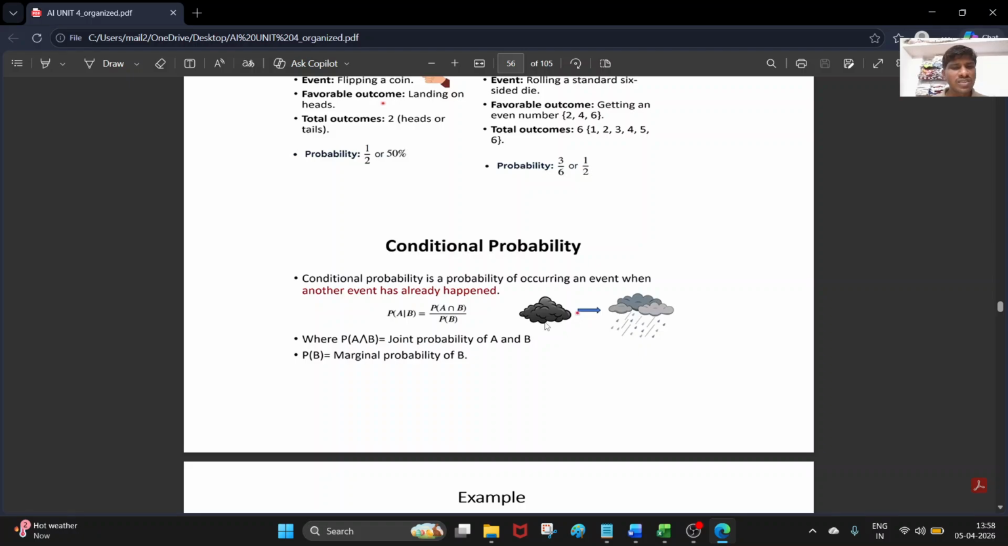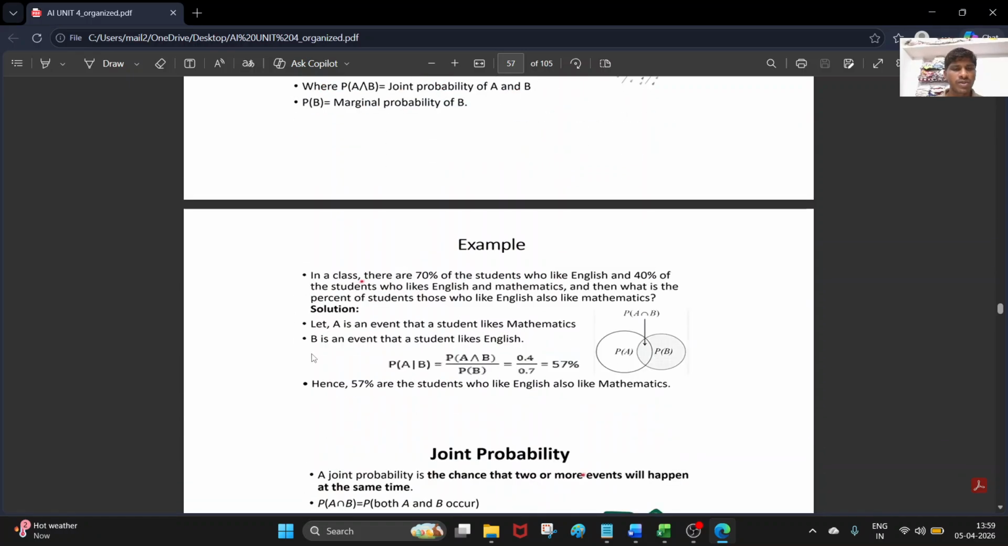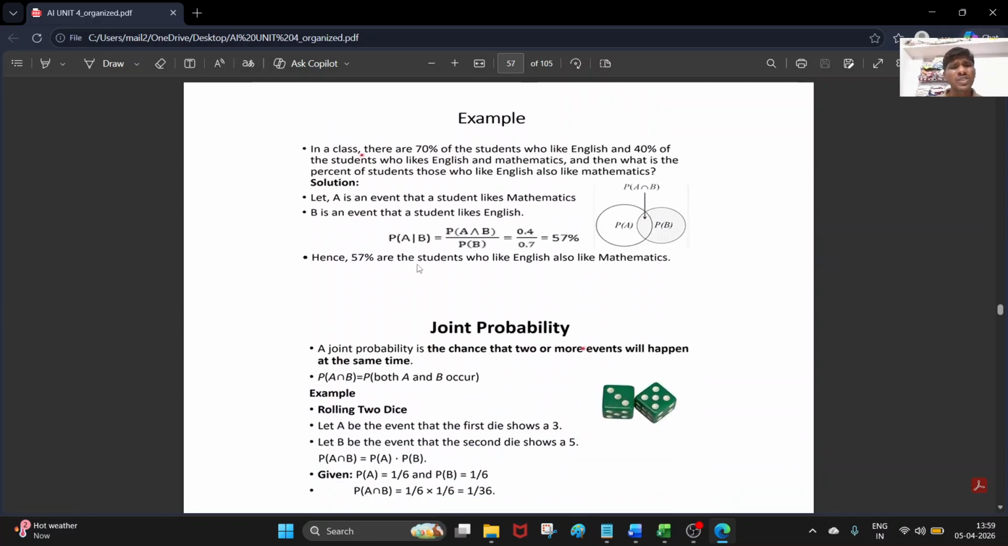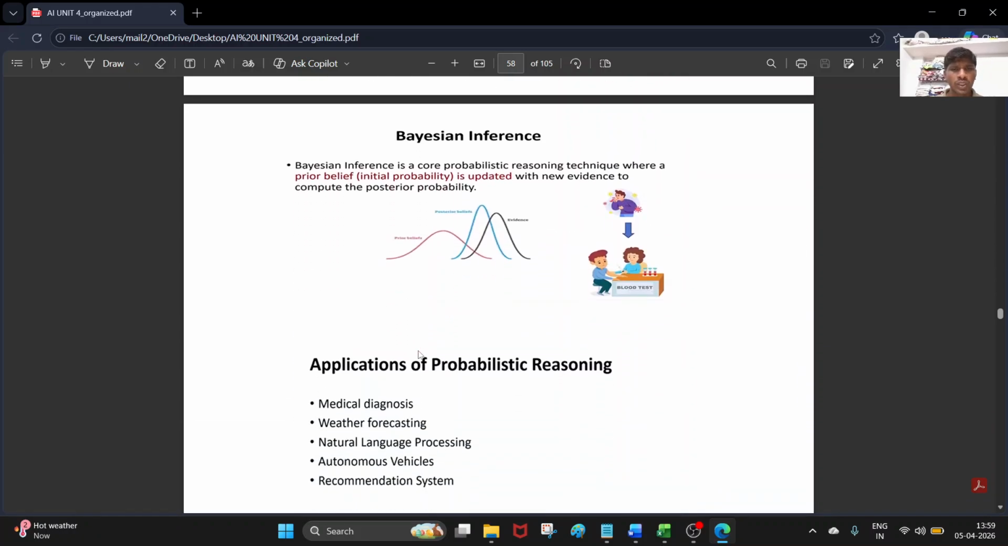As a result of this, there may be a possibility of rain. So P of A given B is equal to P of A intersection B divided by P of B, where P of A intersection B is nothing but the joint probability of A and B, and P of B is nothing but the marginal probability of B. So these are all the examples, you can go through them.